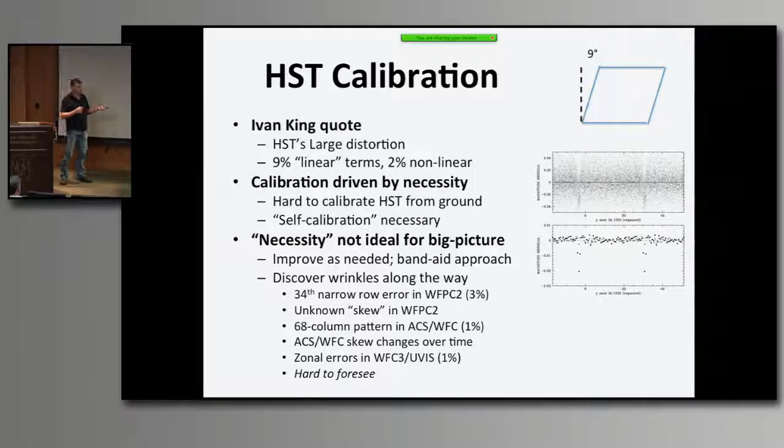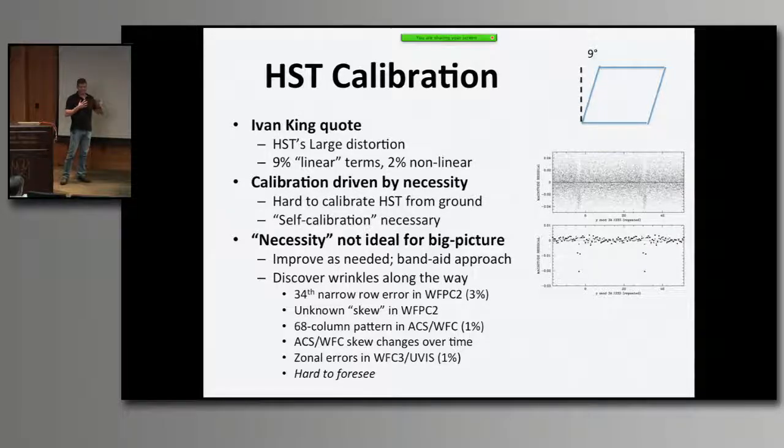And with WFC3, nobody expected this, but there are zonal errors because the same stencil was used to put the pixels on the detector, and that stencil wasn't placed perfectly. Because again, only HST can really measure positions precisely enough to see these kinds of errors, because from the ground, these things don't matter. It's hard to foresee what kinds of issues you're going to have. So sometimes you're left using the telescope itself to calibrate itself because nothing else is going to be able to calibrate it well enough.